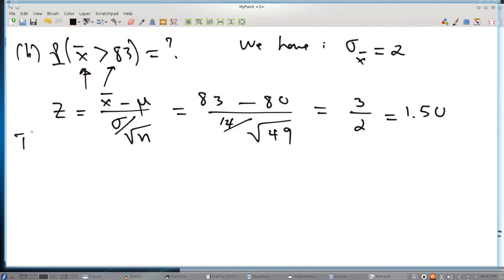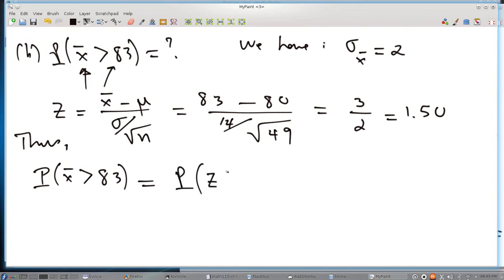Thus, our probability based on the z value is now determined to be: x bar greater than 83 equals z greater than or equal to 1.50. Okay, let me explain this in a moment, but first let's draw this curve right here, the general curve associated with the probability of the x bar.